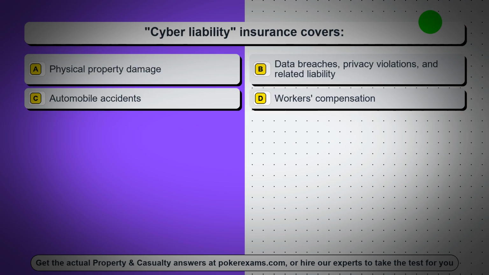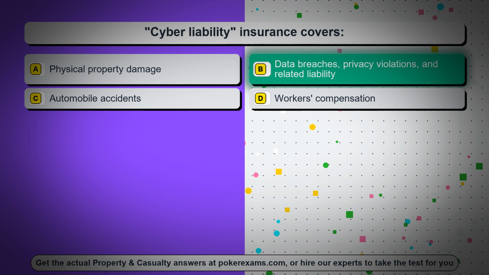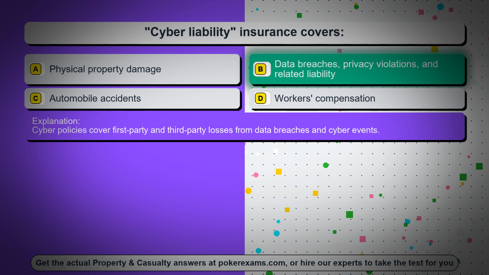Question 65. Cyber liability insurance covers. Option A, physical property damage. Option B, data breaches, privacy violations, and related liability. Option C, automobile accidents. Option D, workers' compensation. The correct answer is option B, data breaches, privacy violations, and related liability. Cyber policies cover first-party and third-party losses from data breaches and cyber events.